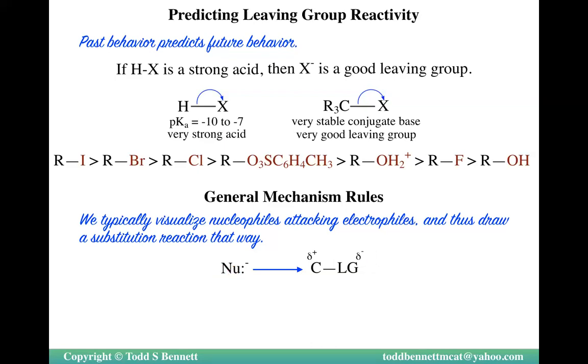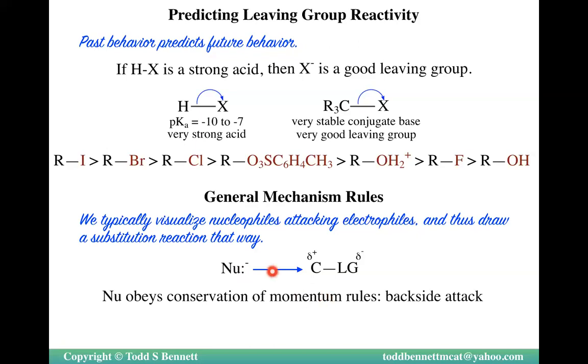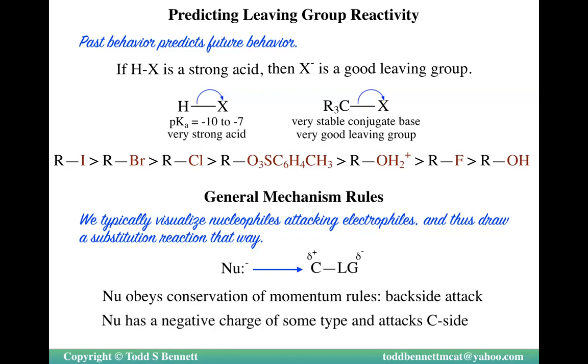But also, this is that whole conservation of momentum. As this one comes in, it hits the carbon, knocks the leaving group out. So the nucleophile obeys the conservation of momentum rules, which we call backside attack. It comes from the backside of the leaving group. So both electrostatic repulsion, negative wants to be near plus and away from minus, so electrostatics play a role, and then conservation of momentum. So basically, physics is explaining a little bit of our chem. So backside attack means it's going to attack from the backside of the carbon. Okay, so hopefully that seems okay.